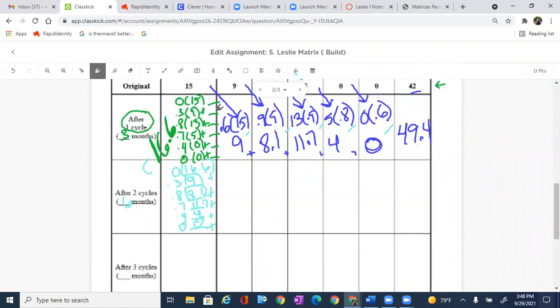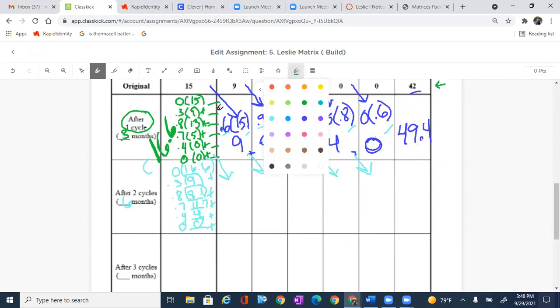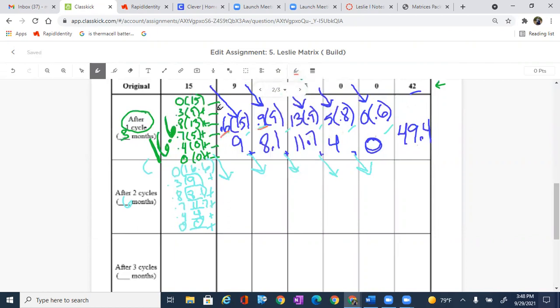At this point, I go back to the same problem. I say, okay, every one of these is now transitioning into their next group. So what was their survival rate? We have them already written down. So the survival rates are written here, and I don't even need to go back and search it out again.